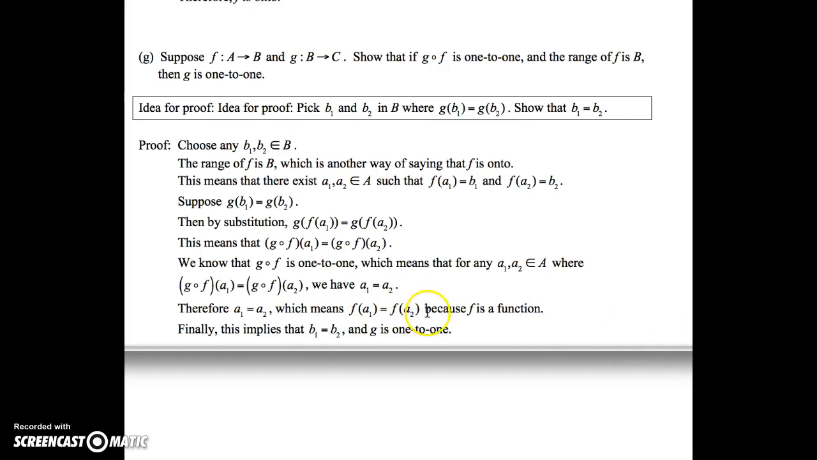Finally, since F of A1 is equal to F of A2, F of A1 was B1, and F of A2 was B2. So F of A1 equals F of A2 means B1 equals B2, and therefore G is 1-to-1.